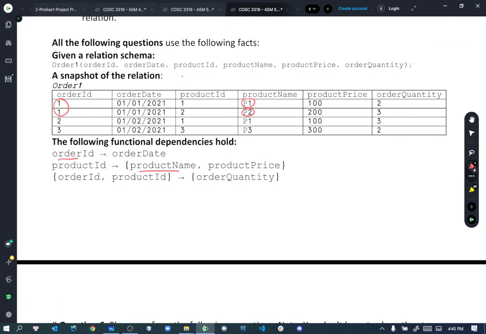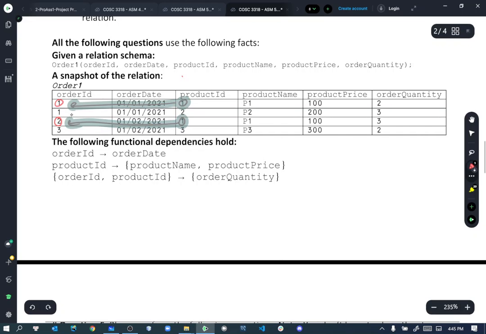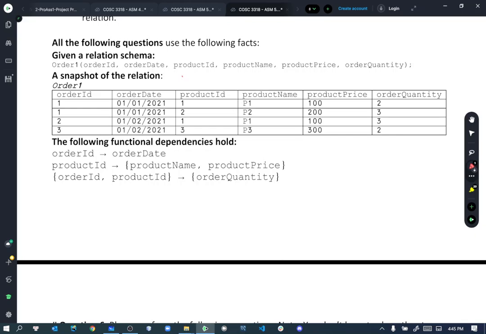And also, given a product ID, let's say product number 1, you may find 2 orders. 2 values. So it means that product ID cannot determine order ID, and order ID cannot determine product ID. But given one product ID, you can find only one product name, and only one product price. That is what the product ID determines.